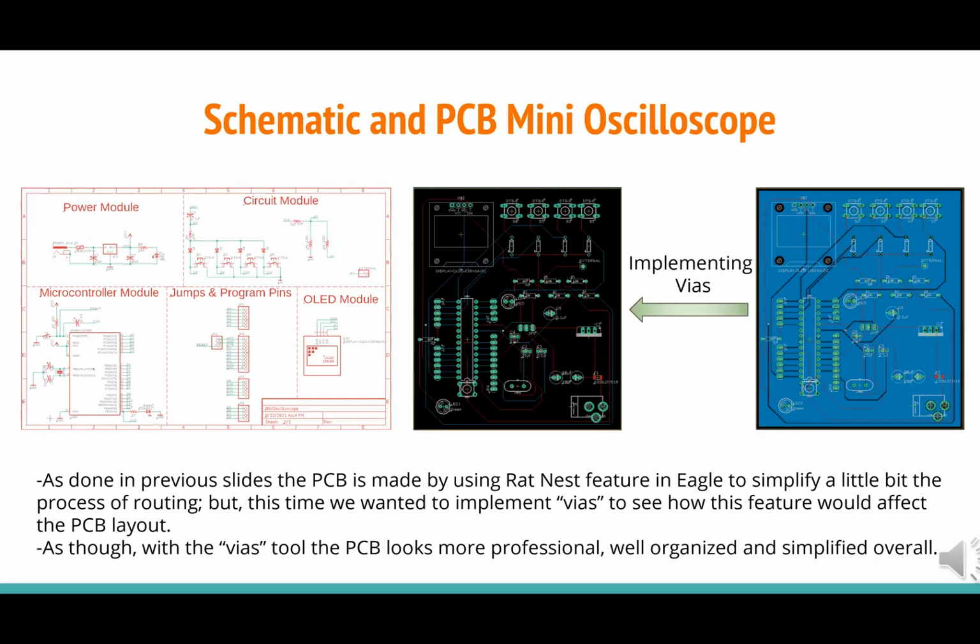As done in previous slides, a PCB is made by using the rat nest feature in Eagle to simplify the process of routing a little bit, but this time we wanted to implement VS to see how this feature will affect the PCB layout. As thought, with the VS tool, the PCB looks more professional, well organized, and simplified overall.